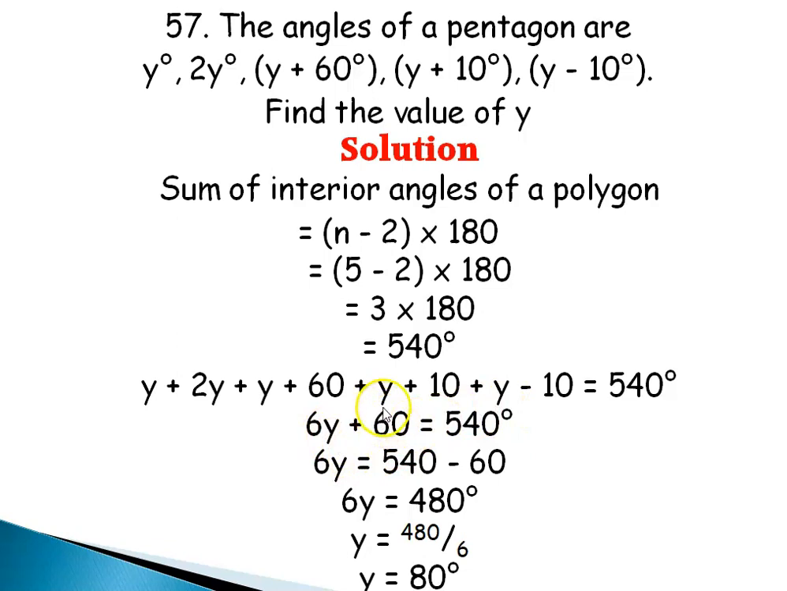6y is equal to 540 minus 60 degrees. 6y is 480 degrees. Divide both sides by 6. My y is 480 divided by 6, and then my y is 80 degrees. So that's the value of y. Do we understand this? Good.